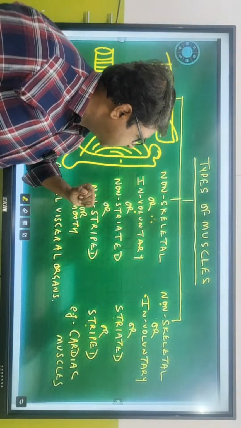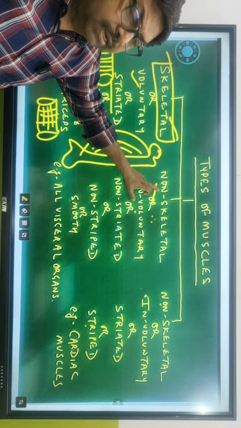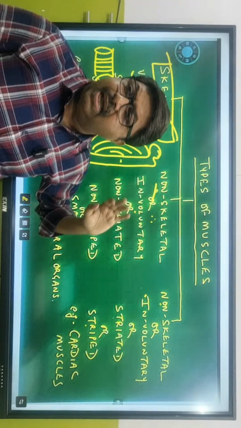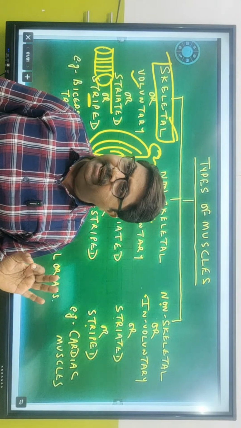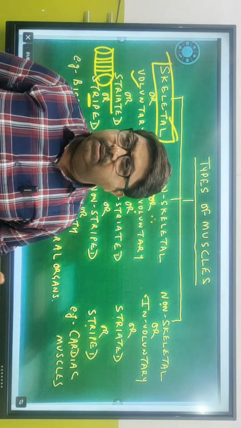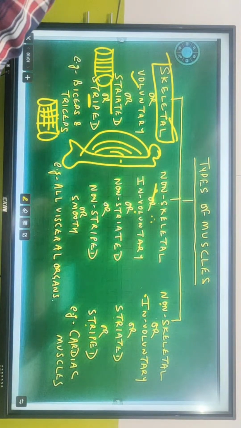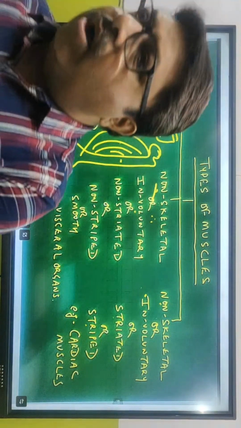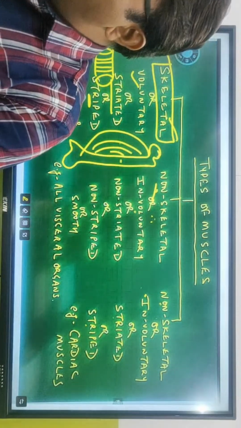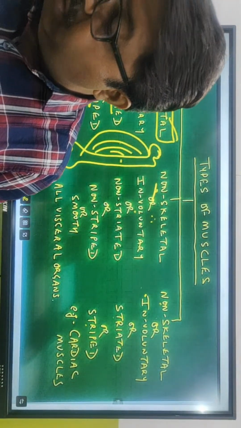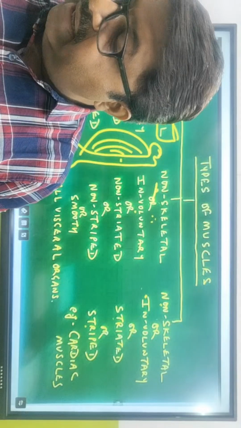Now, non-skeletal muscles. Opposite. The second one is non-skeletal. Those muscles which are not attached with the bones. Okay. Example: all visceral organs, all the organs which are present in your alimentary canal. Adrian, tell me, intestine क्या होगा?